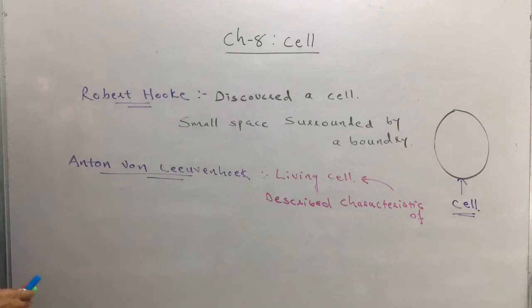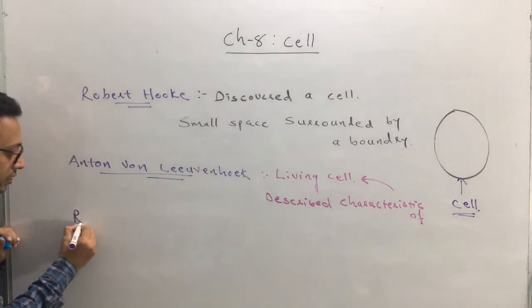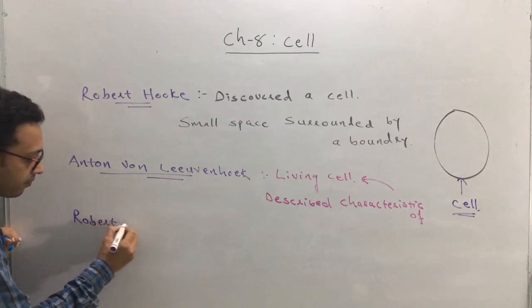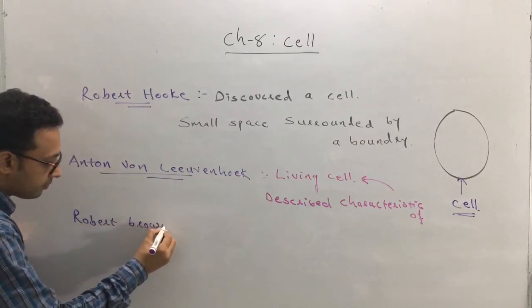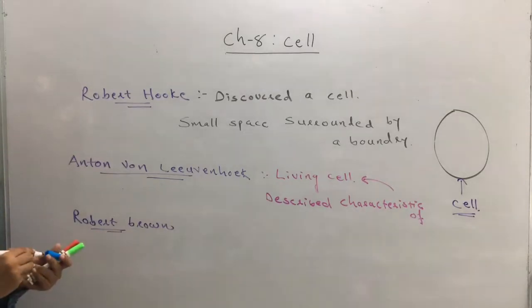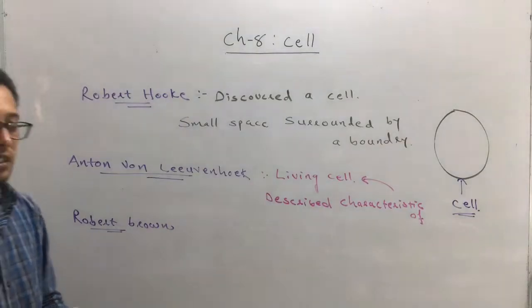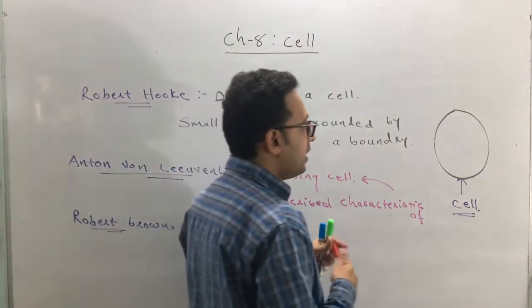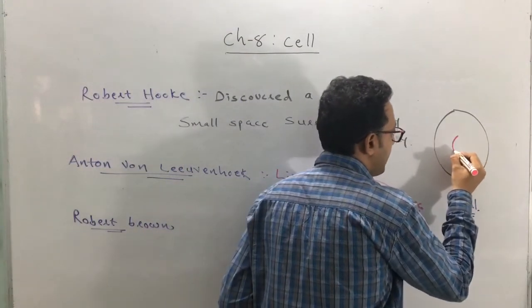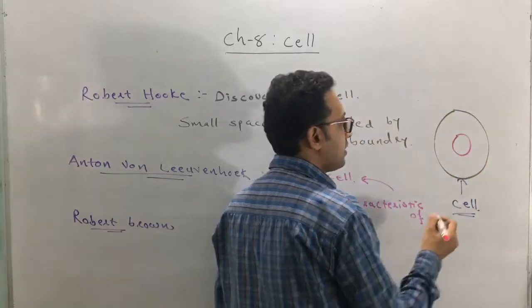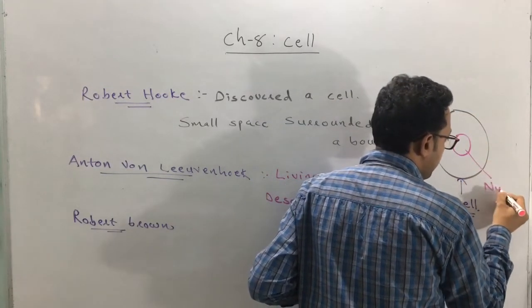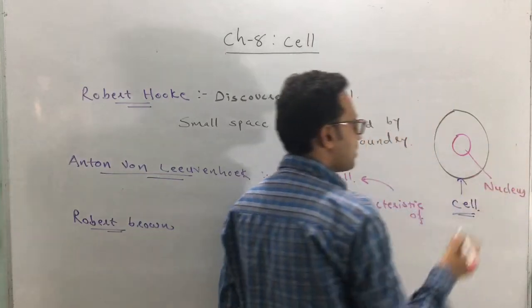As science advanced, another scientist played a very significant role, and the name of this scientist is Robert Brown. Now science has advanced and lots of machinery has been developed. So in the cell, he observed something very dark present inside it, and he gave it the name nucleus.